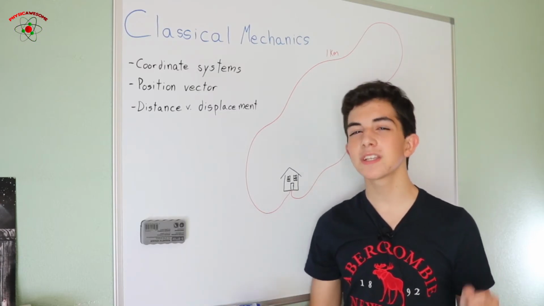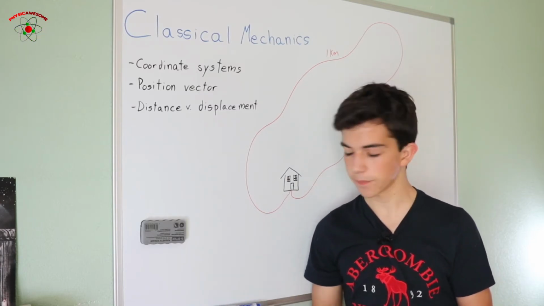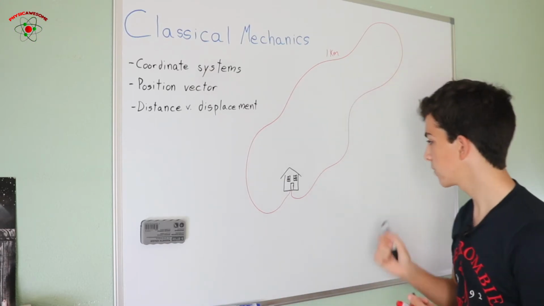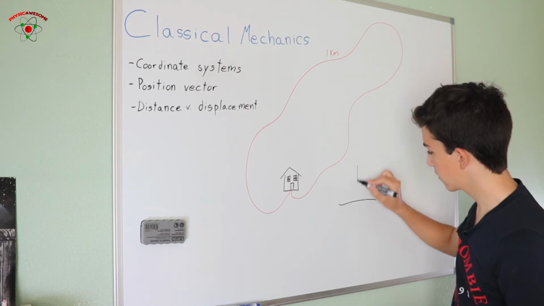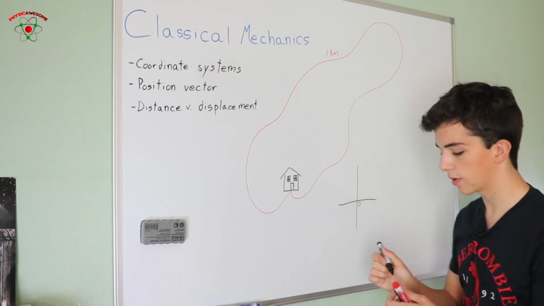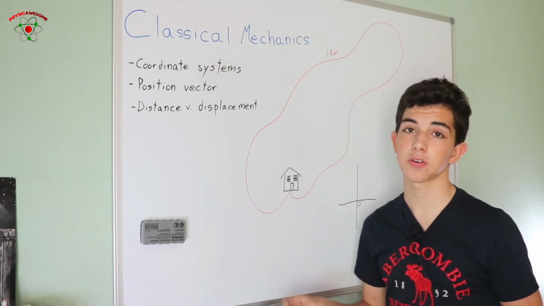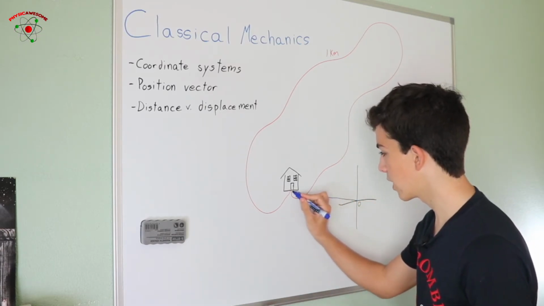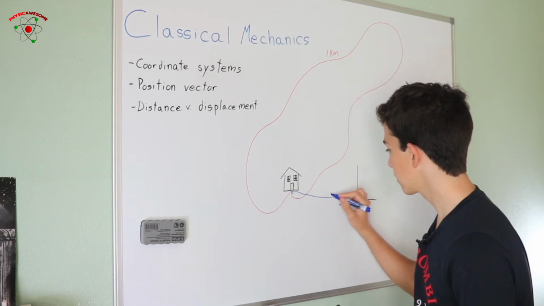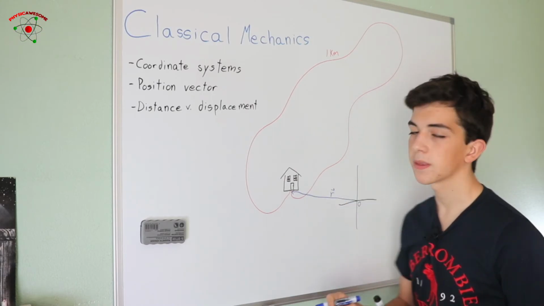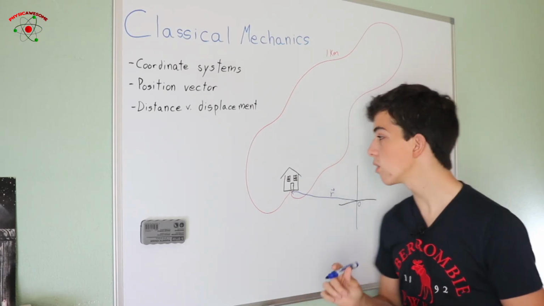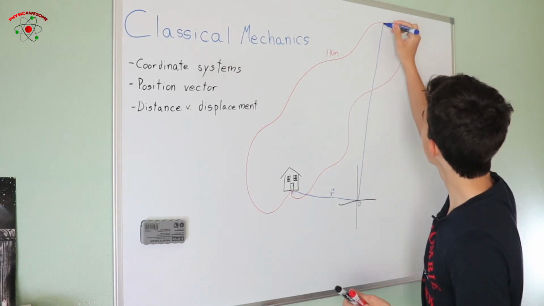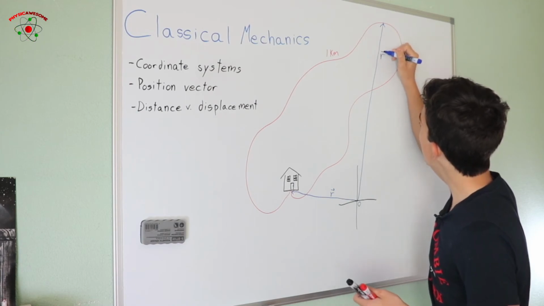But displacement is a little bit trickier. To understand displacement, we need to draw a reference frame. So let's draw our origin over here. At the start of our walk, our position vector will be in our house. Let's call it R. Just around the middle of our walk, our position vector will be over here. And we'll call that R prime.